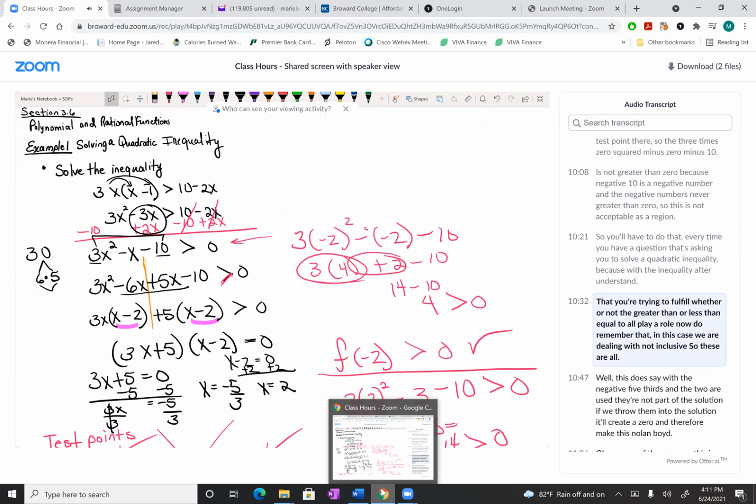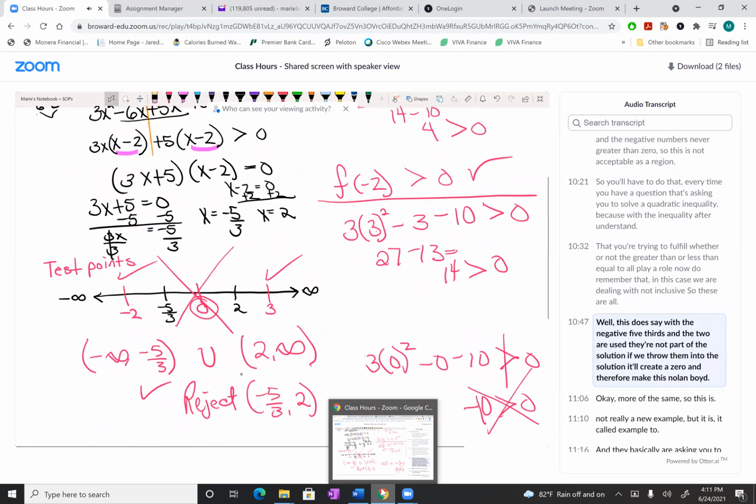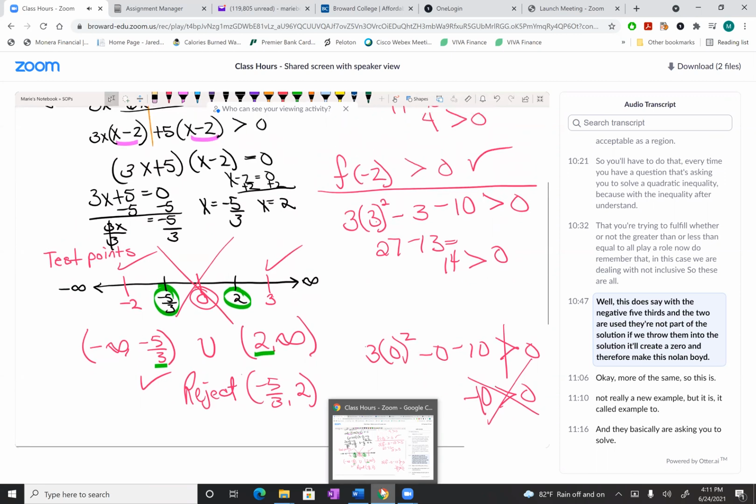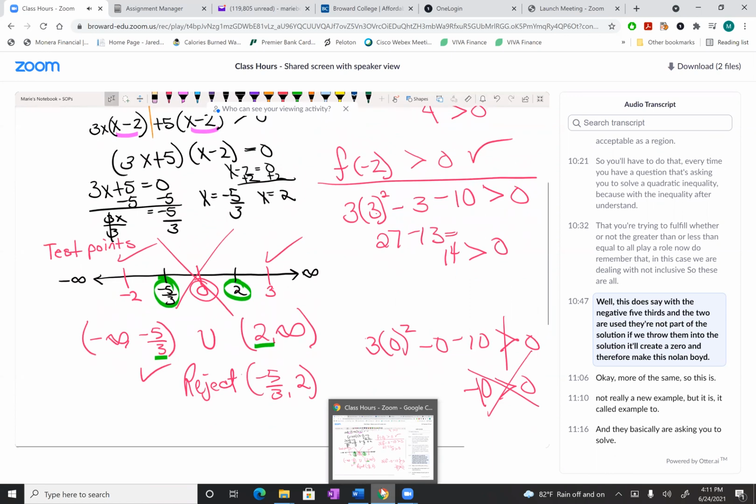Now, do remember that in this case, we are dealing with not inclusive. So while this does say negative 5/3 and 2 are used, they're not part of the solution. If we throw them into the solution, it'll create a 0 and therefore make this null and void.